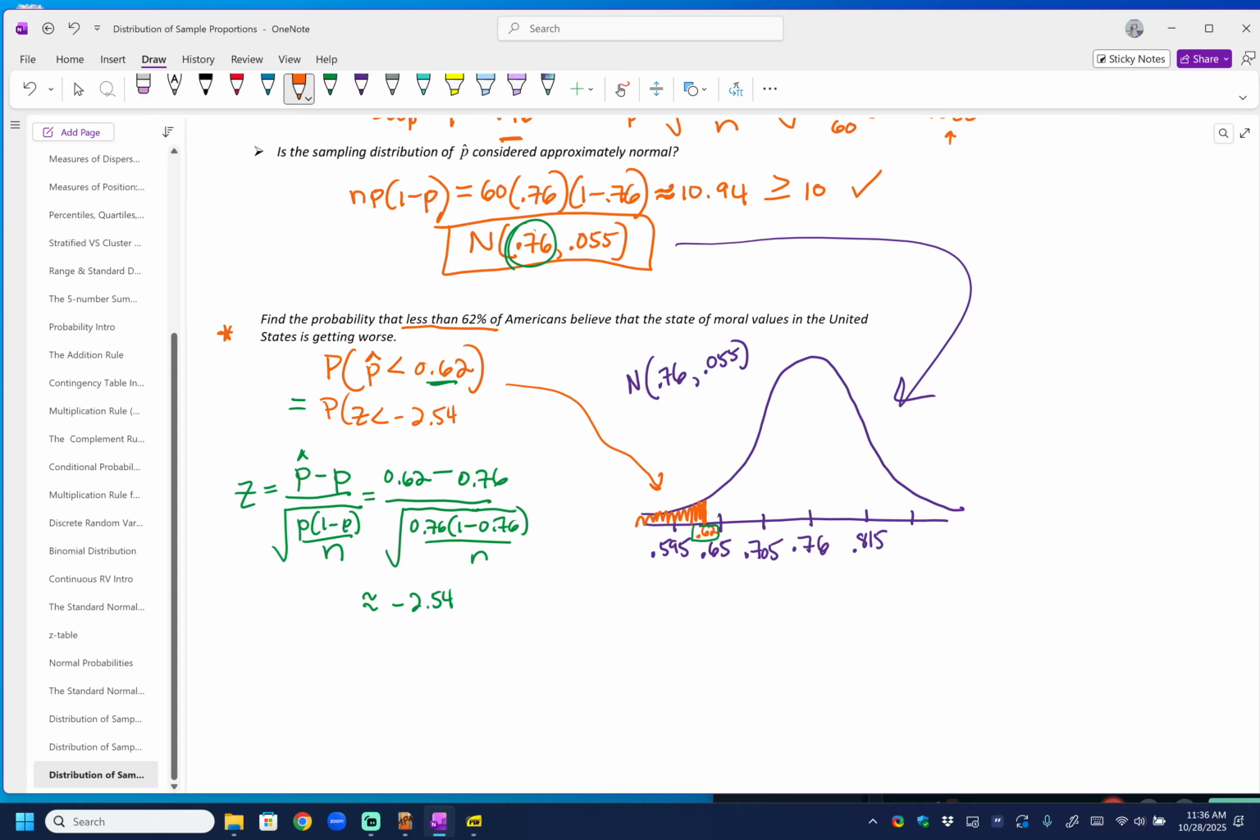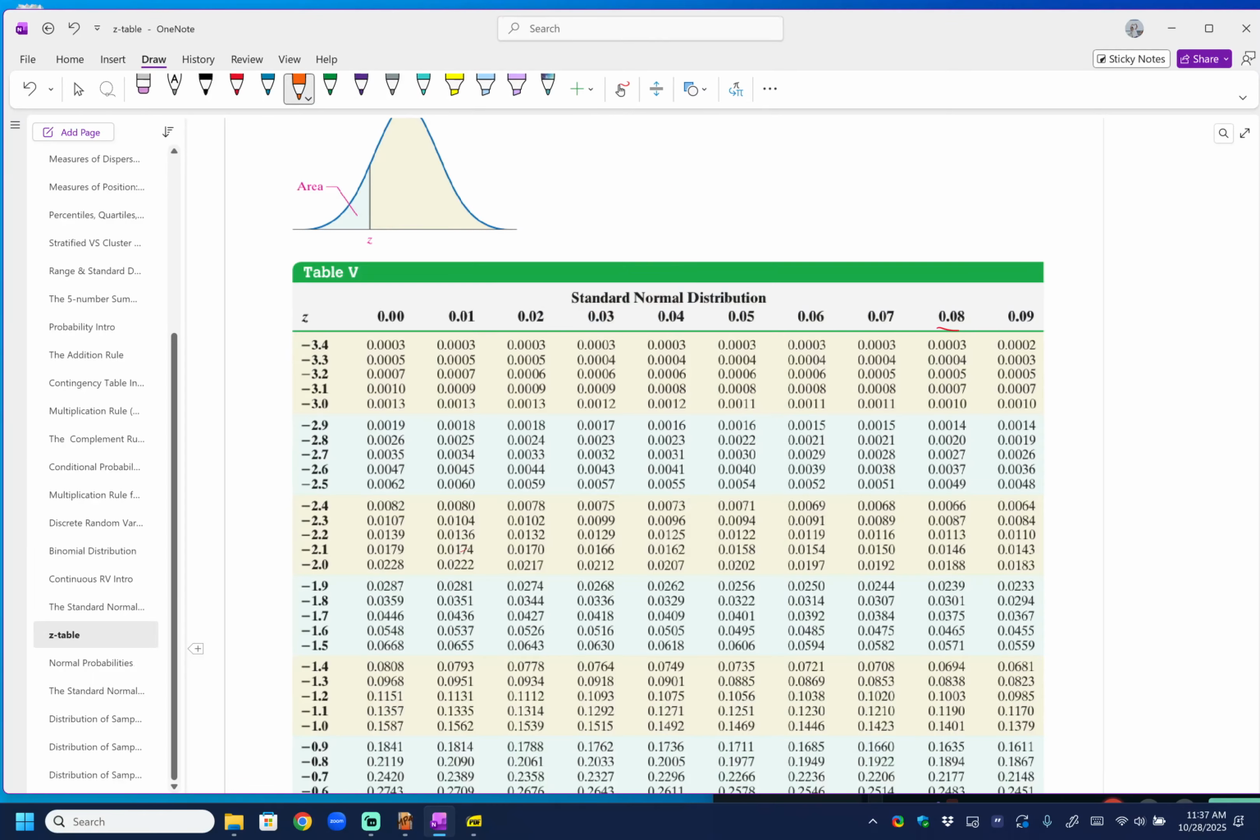So all we did was we essentially turned this p hat curve into a z curve with 0 in the middle and negative 2.54 here. And we're looking for the area below that. Then everything becomes the same as it was before. We have the z distribution. We have the skills we need by just looking at the table. Here's our z table. We're looking up negative 2.54, which is going to give us 0.0055 as the area that we're looking for.